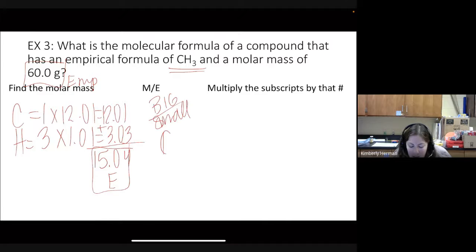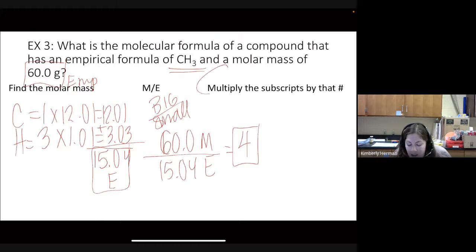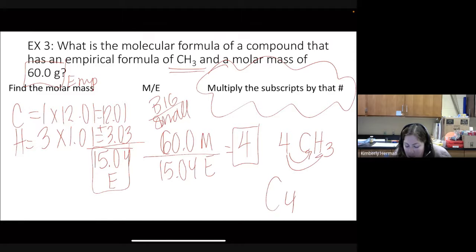So we're going to see that we have 60.0 grams, our molecular on top, and our 15.04 empirical on the bottom. And when I divide these two, I see that I'm going to round it right to 4, but we're not done yet. Don't forget you have to multiply that by the subscripts number. So 4 times CH3, I would now have C4, and 4 times 3, I would now have 12. And so those are the steps that we go through to calculate the molecular formula.